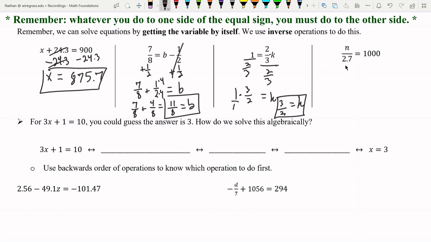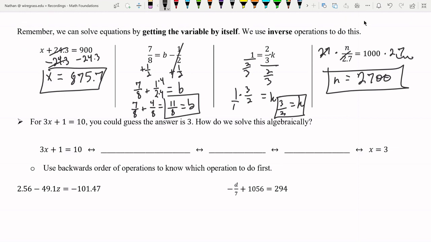And here I am dividing the variable by 2.7, so to get rid of this 2.7, I need to multiply by 2.7. That will cancel with that, leaving n by itself. So I'm going to multiply by 2.7 here. That's going to give me 1,000 times 2.7 is, let's see, 2,700. That gives me n by itself.